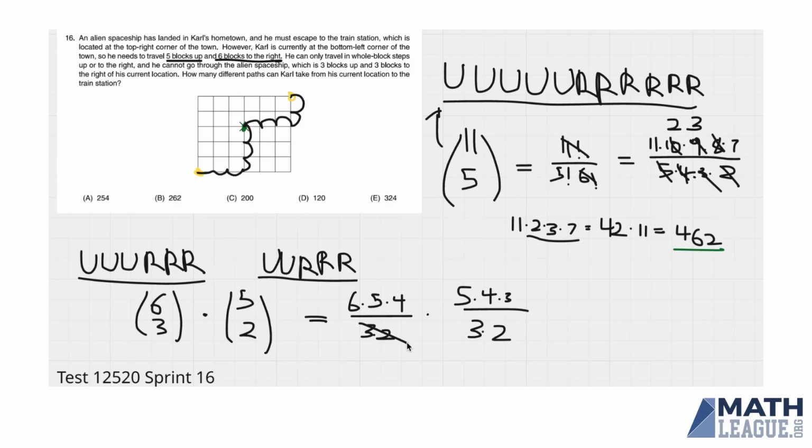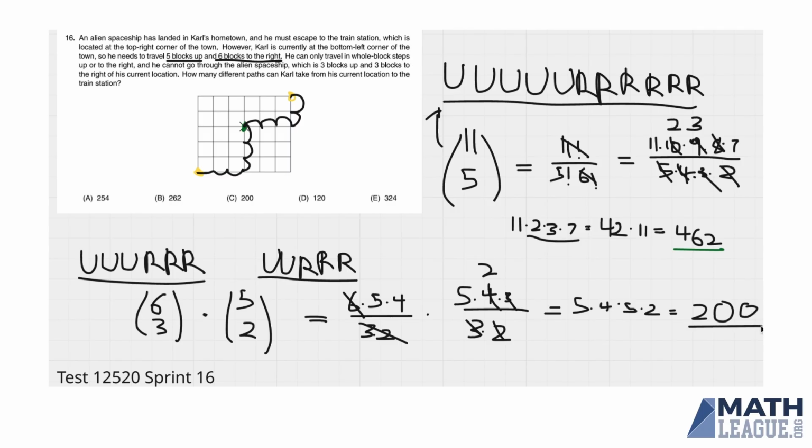And now we know 3 times 2 cancels with 6, 3 cancels with 3, and 2 cancels with 4, and we get 2 as a result. And this becomes 5 times 4 times 5 times 2, which we can easily calculate to be 200.